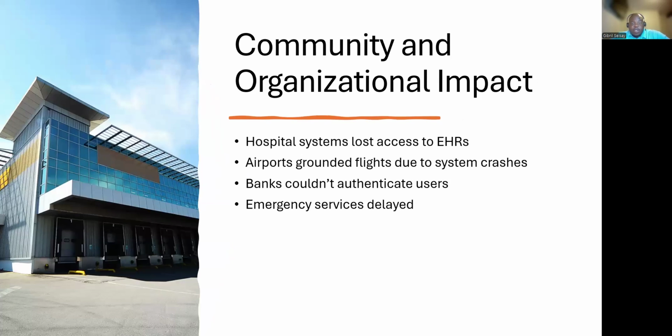Community and organizational impact. From patient care to public safety, this issue directly affected many lives. We know that community-based resilience plays a major role in navigating post-disaster realities, but in this case, both institutions and individuals were caught unprepared, underlining the importance of digital resilience as part of community readiness.